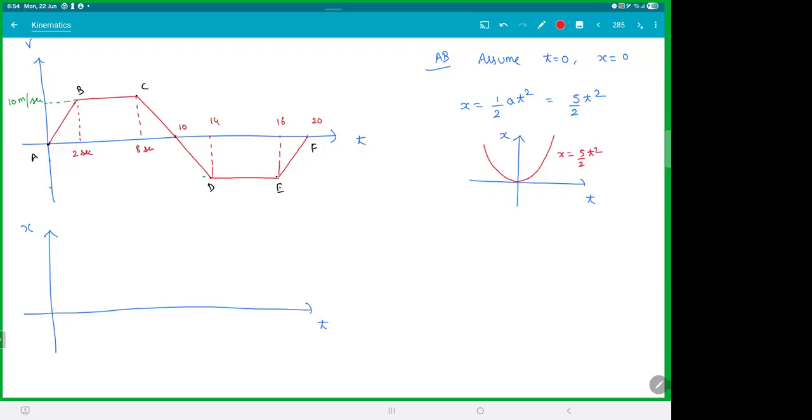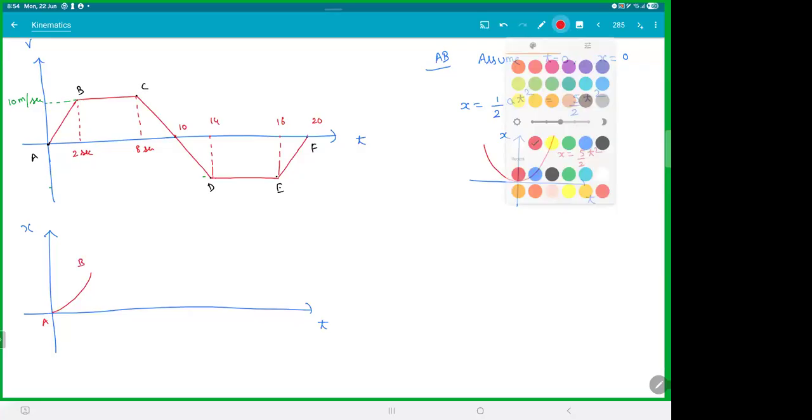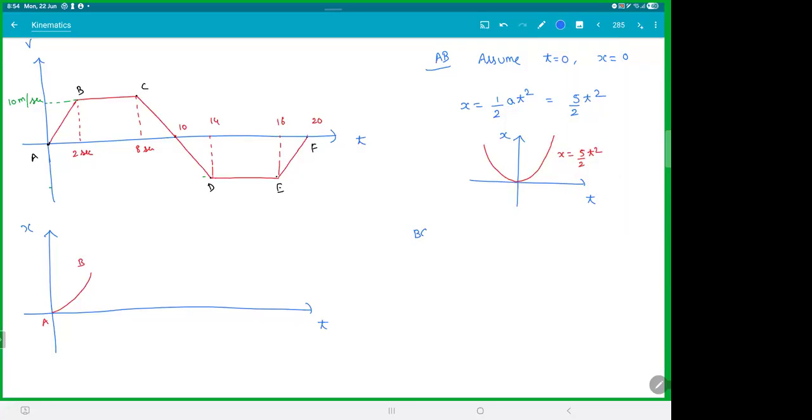So meaning A to B, our graph will actually be like this. So this is a parabola. Then when you go from B to C, your velocity is constant. V is 10 meters per second. Acceleration is 0. So your x coordinate will be simply x is equal to Vt. So it's actually a straight line with a slope. So the line B to C would be like this.